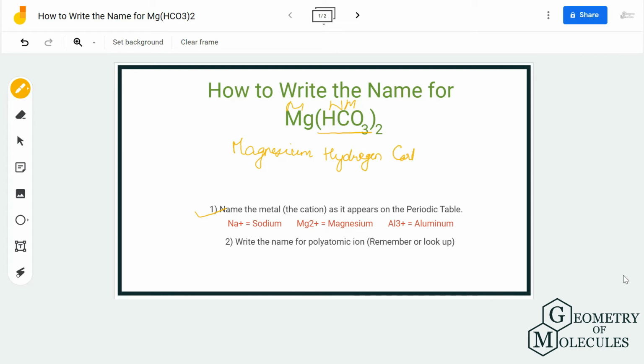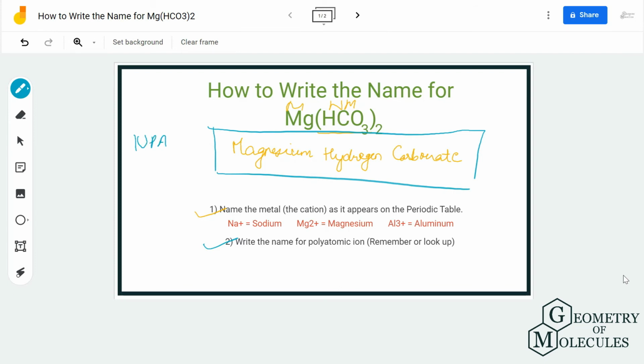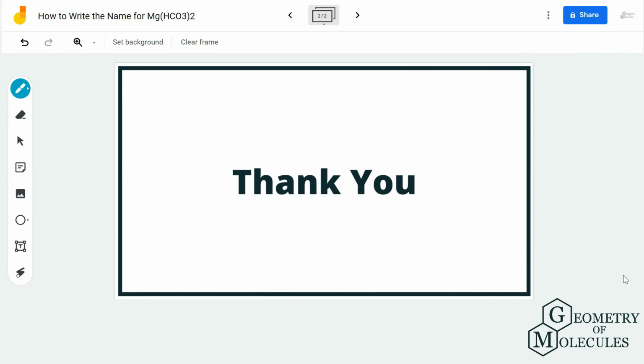Now bicarbonate ion is something that was used quite a long time back. Now we use hydrogen carbonate ion, that is more like modern chemistry. So we write magnesium hydrogen carbonate, and this is the IUPAC name for MgHCO3 too. So basically you need to look at the metal and the non-metal that is associated to it, and write the name like this. I hope this video helps you to understand how to write the names for such compounds.